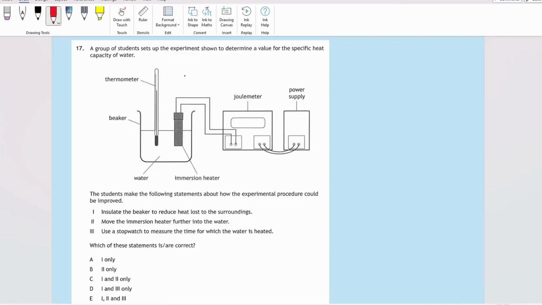Question 17 says a group of students sets up the experiment shown to determine a value for the specific heat capacity of water, and then you have this experiment. Now, the students make the following statements about how the experimental procedure could be improved.